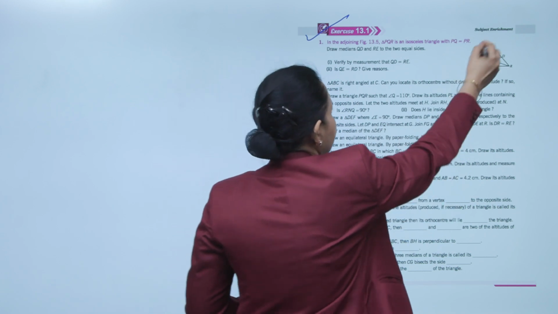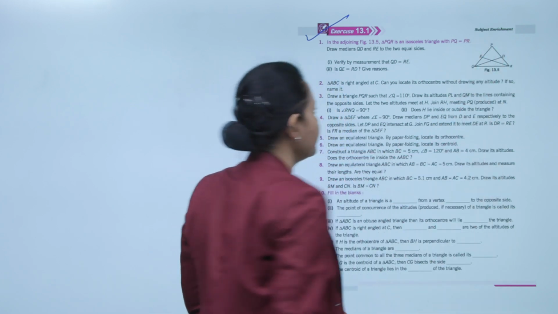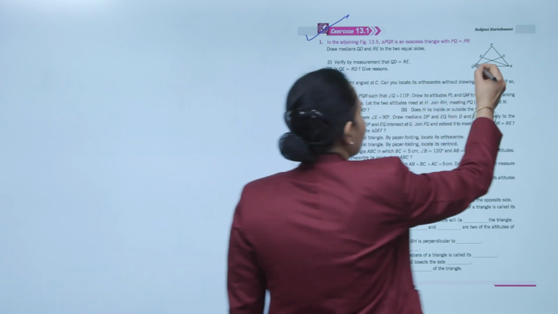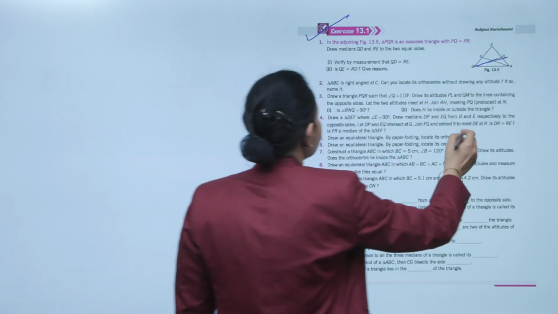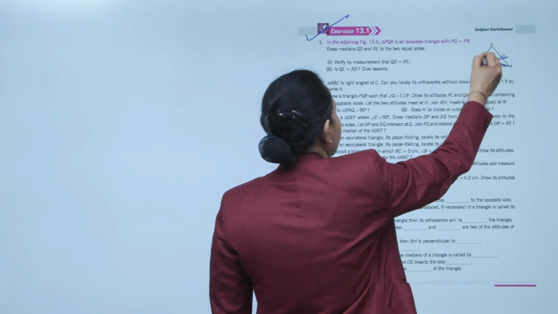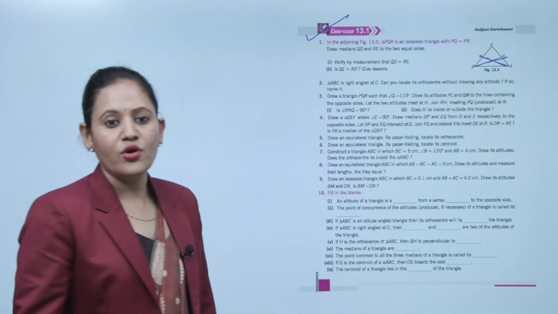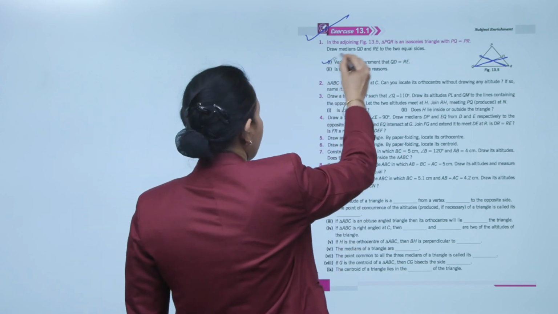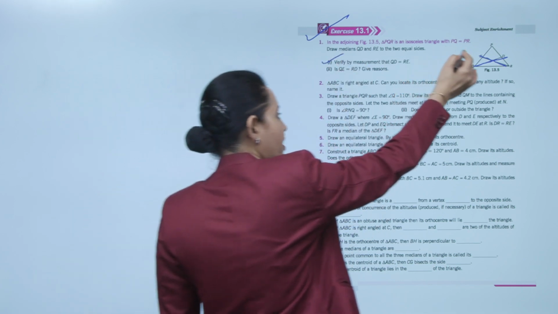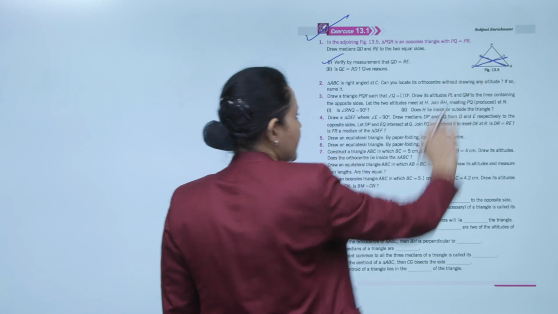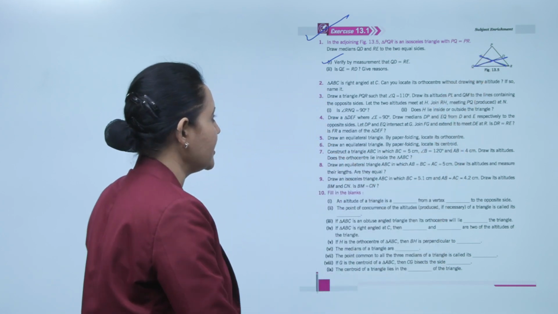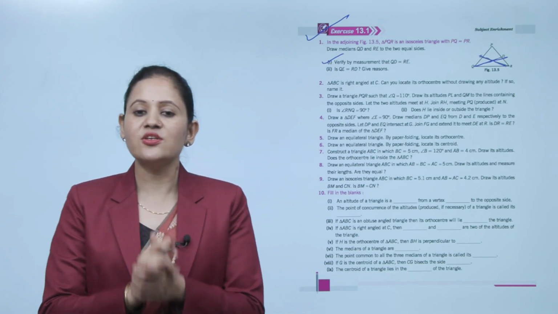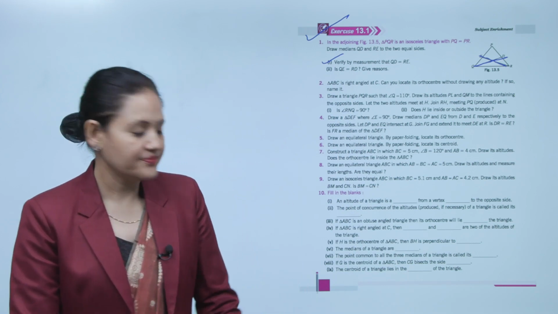So, this is the triangle PQR. Now we have drawn two medians QD and RE. Now we have to verify by measurement that QD equals RE. So first we'll measure it with the scale and we'll see that QD equals RE. Clear? So practice all the questions of this exercise.